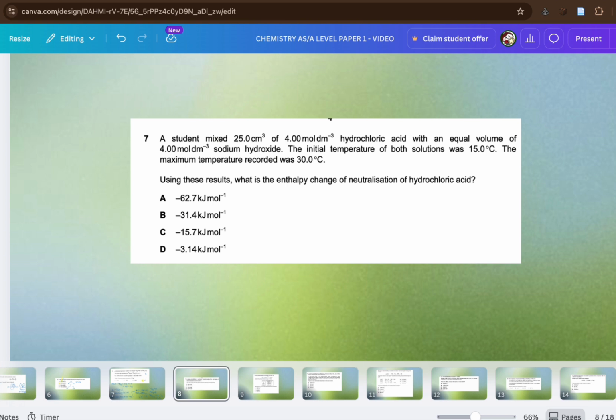Next question. A student makes 25 cubic centimeters of 4 mole per cubic decimeter hydrochloric acid with an equal volume of 4 mole per cubic decimeter sodium hydroxide. Initial temperature of both solutions was 15 degrees Celsius. The max temperature recorded was 30 degrees Celsius. Using these results, what is the enthalpy change of neutralization of hydrochloric acid? Okay, so here we will use the enthalpy change formula. Hold up, let me pull up my pencil.